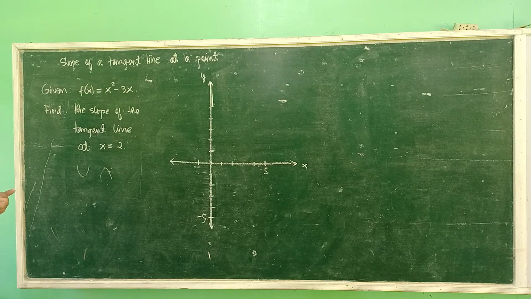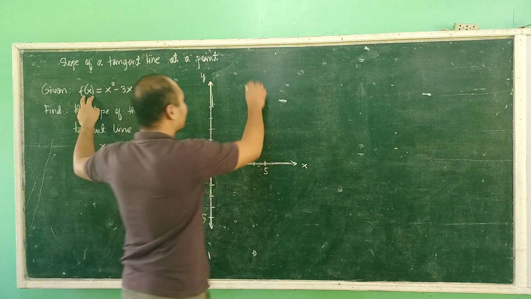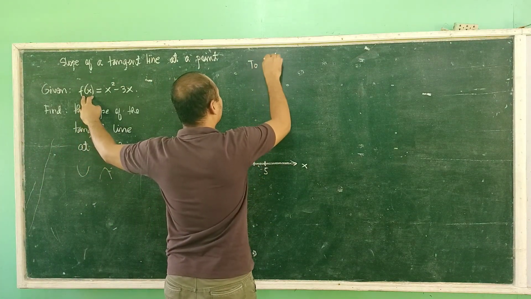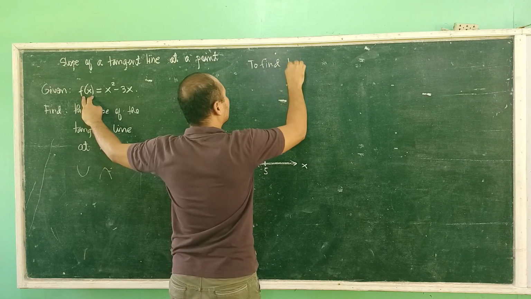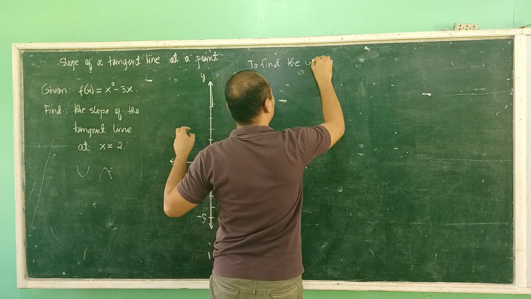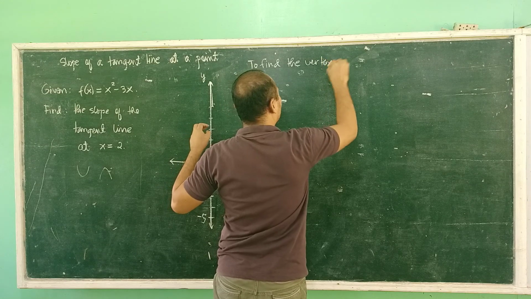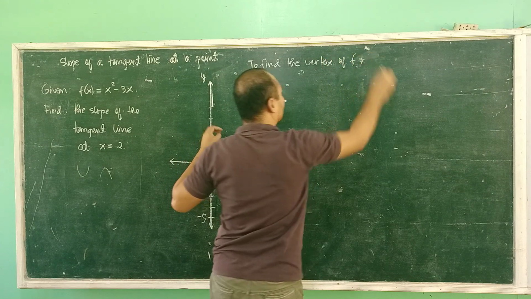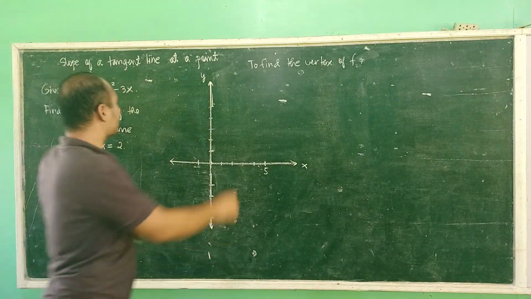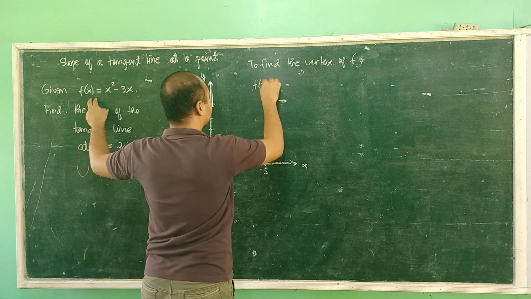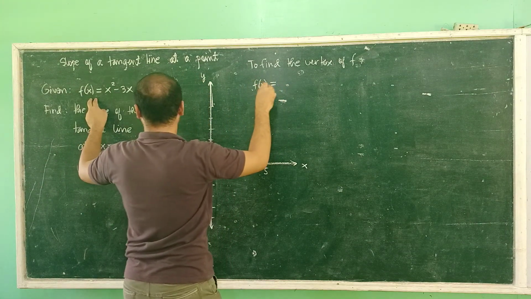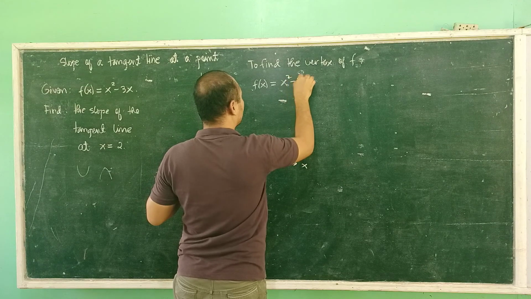Although it's not always the case, it would be helpful if we know the vertex of the parabola. So to solve for the vertex of f, this is the procedure. We have here f of x equals x squared minus 3x.